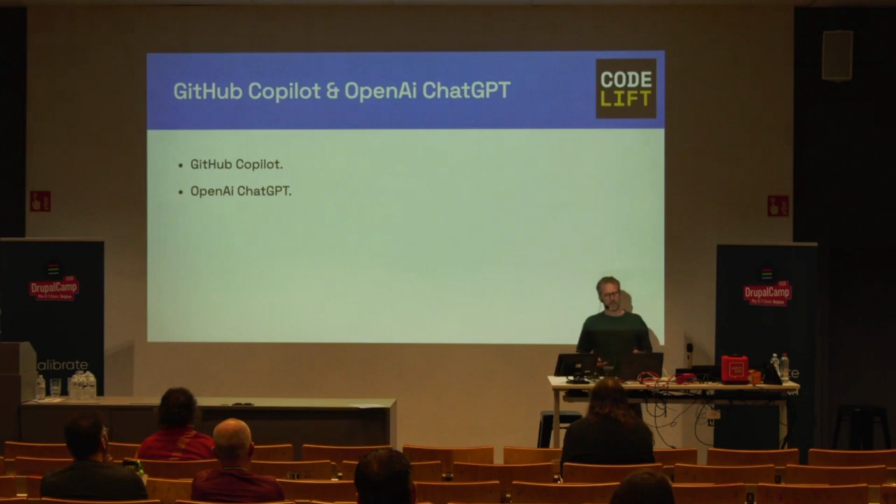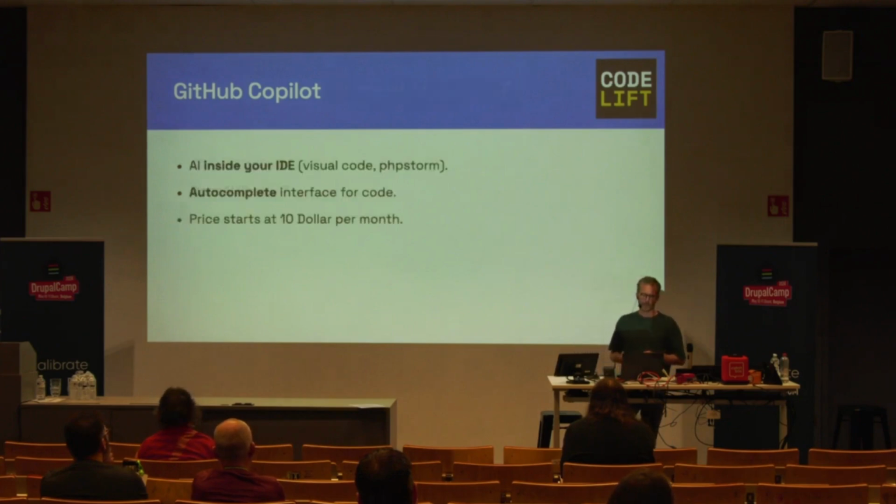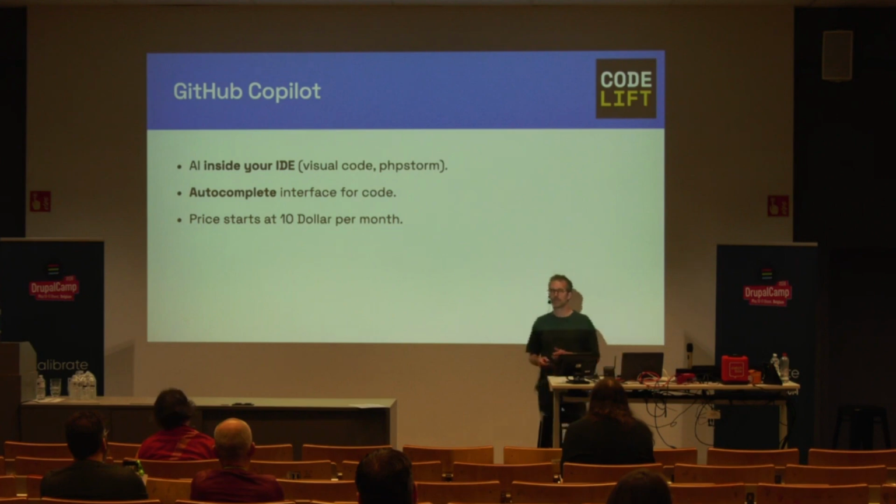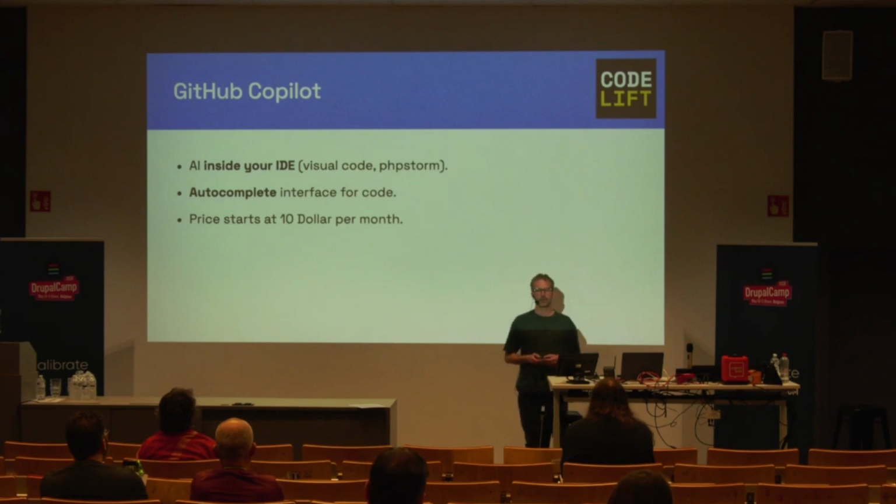Two tools now, GitHub Copilot and OpenAI ChatGPT. GitHub Copilot is an AI inside your IDE, Visual Code, PHP Storm. It's an autocomplete interface for code, and the price starts at $10 per month.